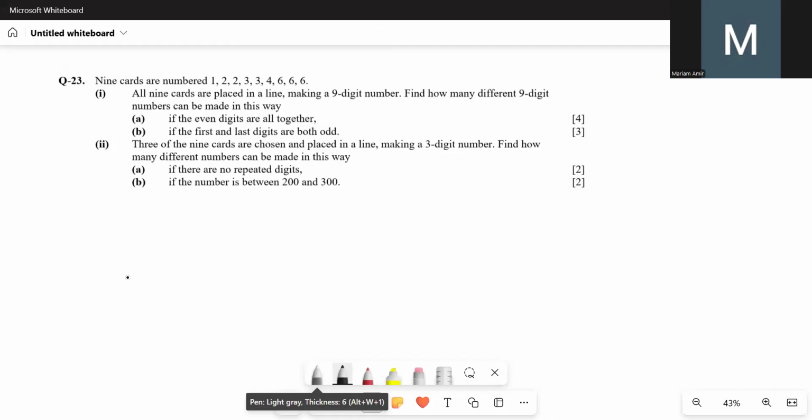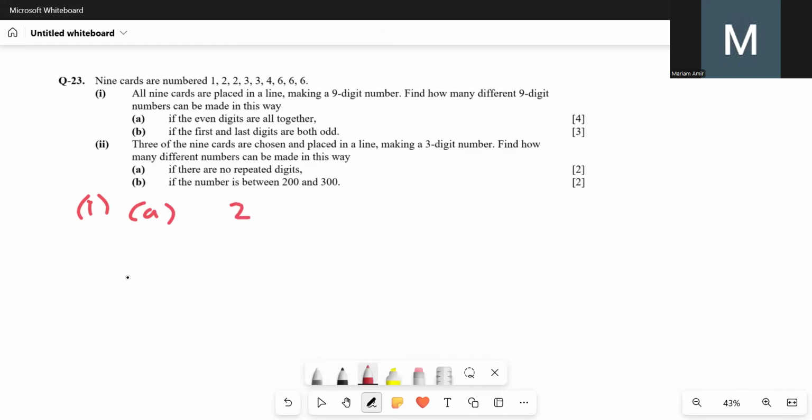9 cards are numbered 1, 2, 2, 3, 3, 4, 6, 6, 6. All 9 cards are placed in a line, making a 9-digit number. Find how many different 9-digit numbers can be made in this way if the even digits are all together. Okay, so we will need to group.